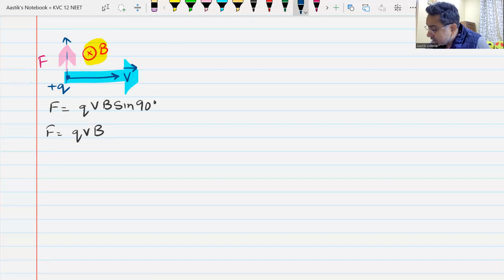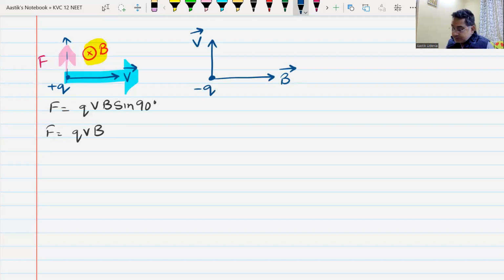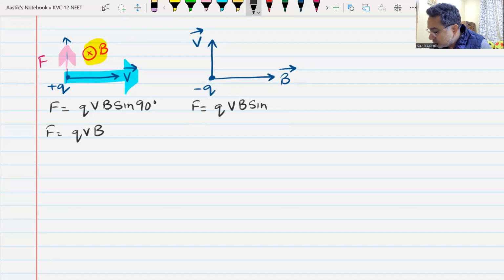Now let me say that the velocity is like this. Magnetic field, let us take it like this. So the velocity is in this direction. The magnetic field is in this direction. And let me take the charge as negative now so that you understand how you find the negative charge force. Negative charge. In this case, how will I find? Force will be equal to Q into V into B into again sine of 90 because the angle is still 90 degrees between the two. So this force becomes Q into V into B.